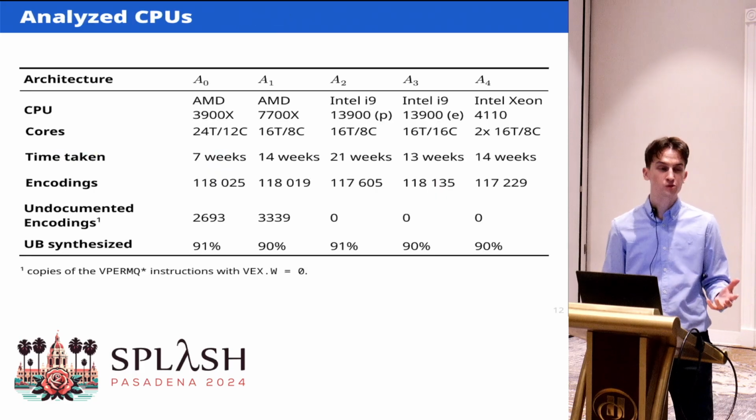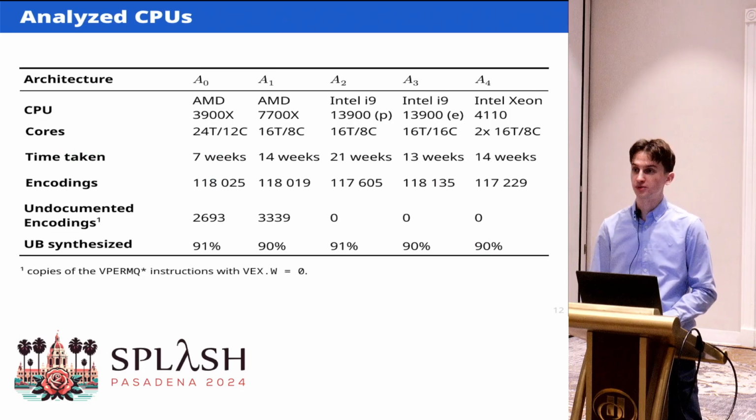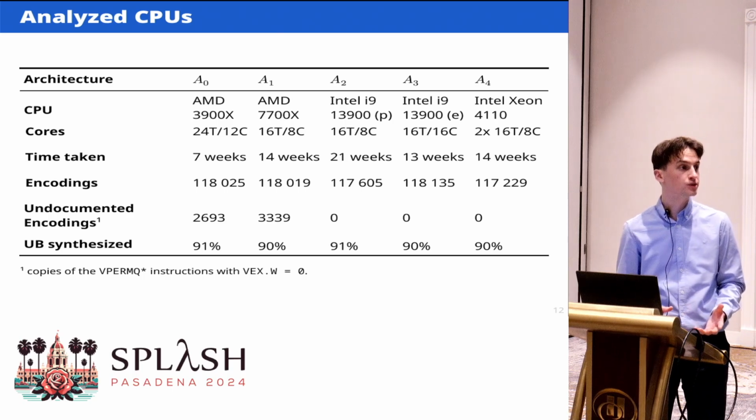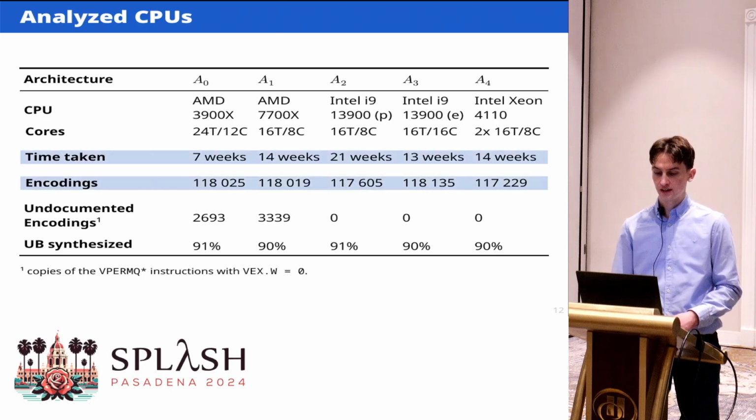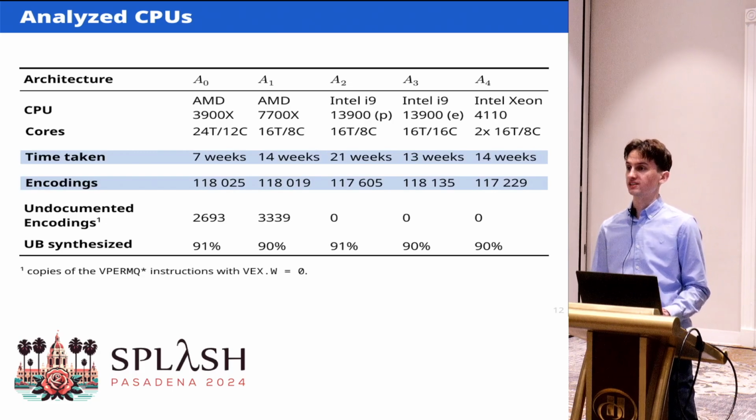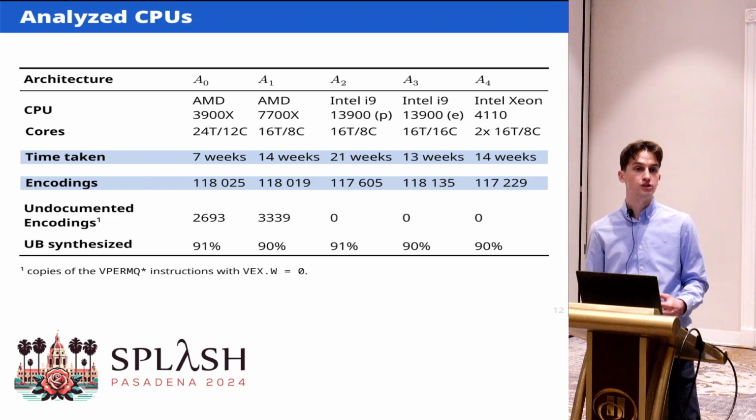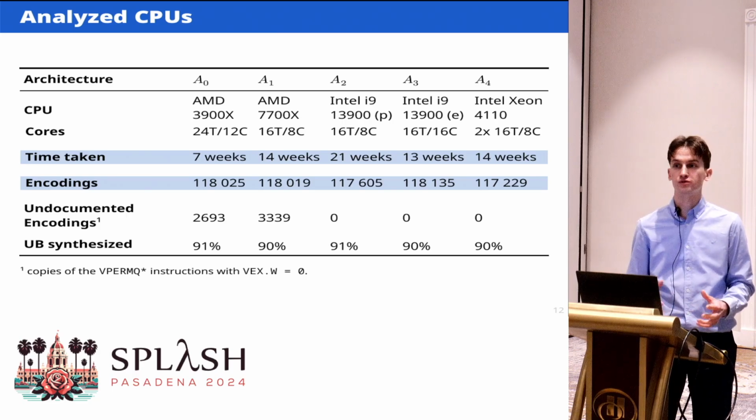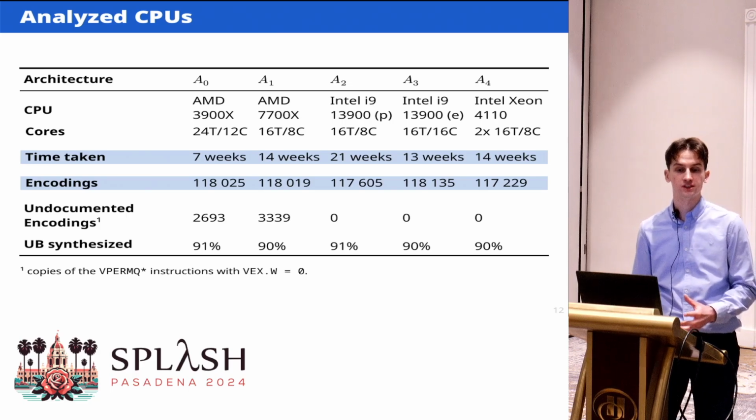And so that's the reason why we've analyzed 5 different CPUs. We've run libLISA on 5 different CPUs, on 2 AMD CPUs and 3 Intel CPUs. It takes roughly 7 to 21 weeks to run this analysis. And that gives us 120,000 different encodings, so 120,000 different groups of instructions that only differ by operands.